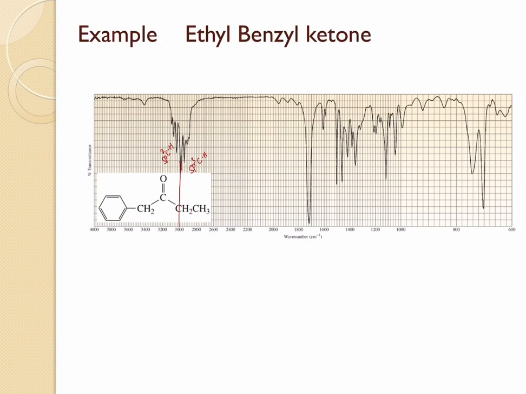So once we know that we do have sp2 carbon, we need to find out whether it's from the benzene ring or from the alkene. For that, we are going to look around 1600. We do see a peak around 1600 and also another peak around 1500. So both of these are going to correspond to the C double bond C present in the benzene ring. And then we do see a peak around 1700. This is going to correspond to the carbonyl group.